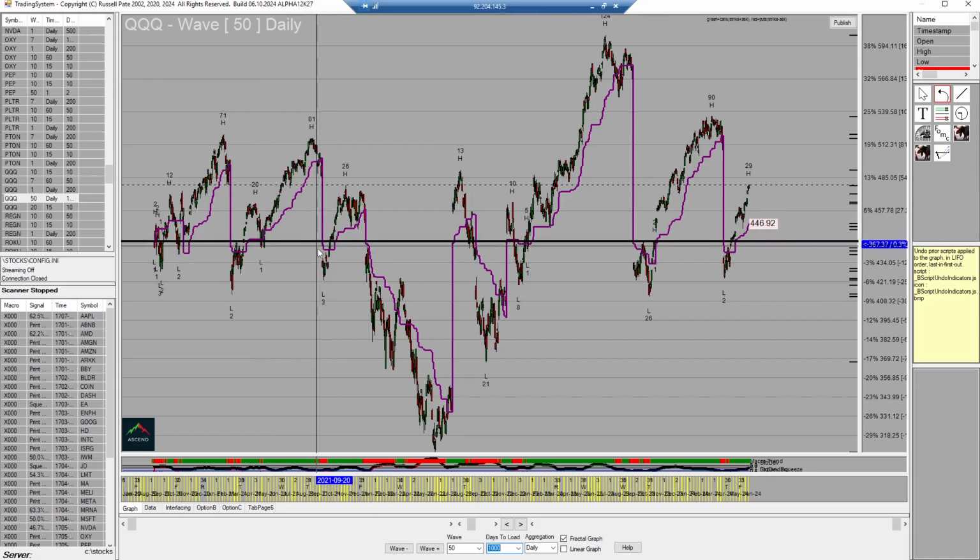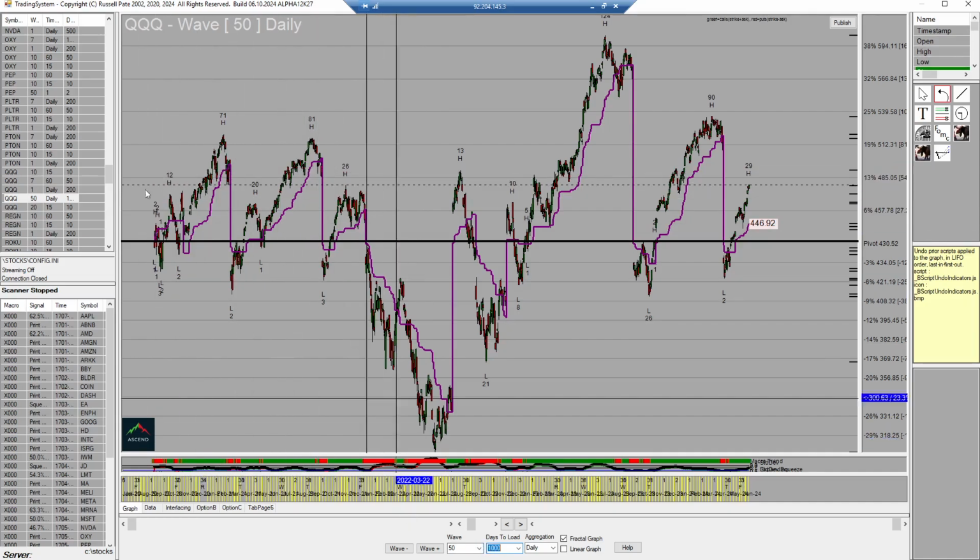Right here, this was a very short wave. You can see we crossed below. We made a low on the third candle, which is why we have an L3, and then it eventually crossed back up. This was the end of that wave, and then the new wave to the long side starts. So these are waves. Now, you can look at longer and shorter waves by changing the wave count down here.